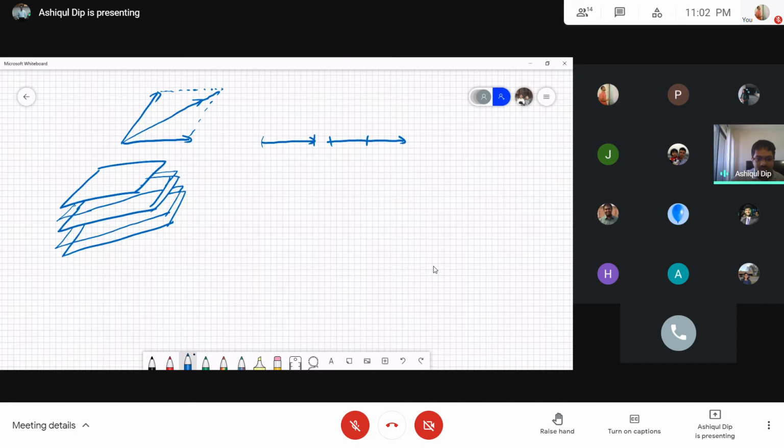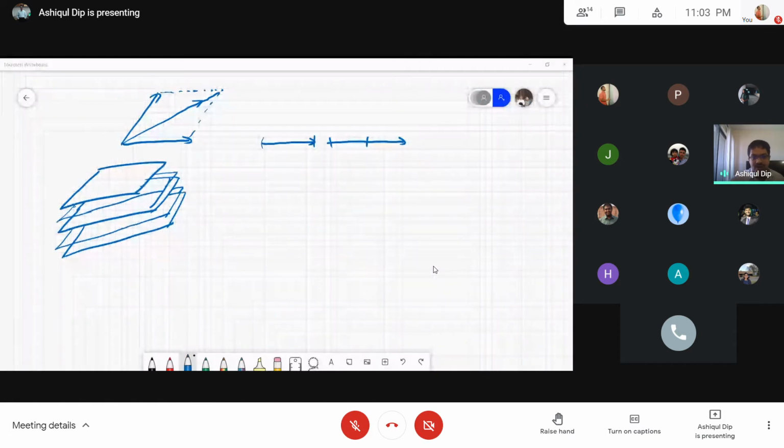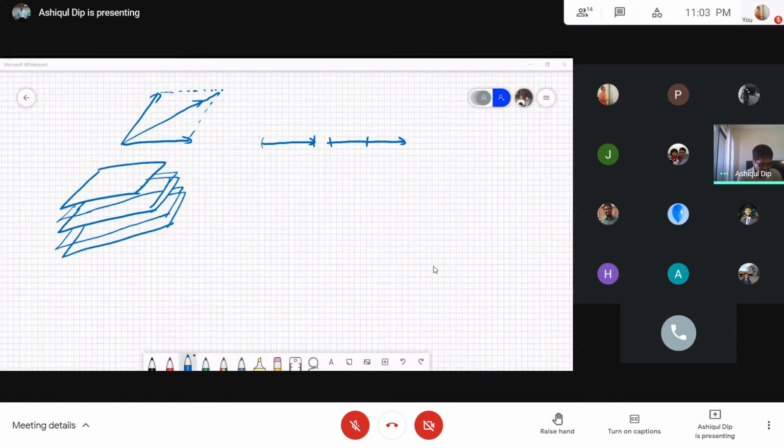Is that clear to everyone? Arafat, did you get this part? Yes, I got this. Okay. Let's ask everyone, because this part is really crucial and I do not want to miss anyone here. Ankon Dash, did you get this part?